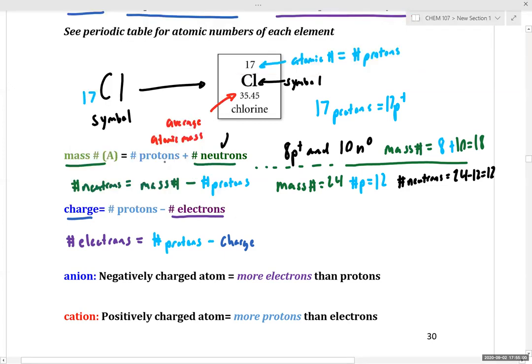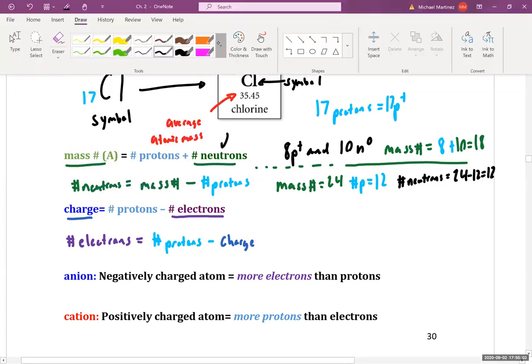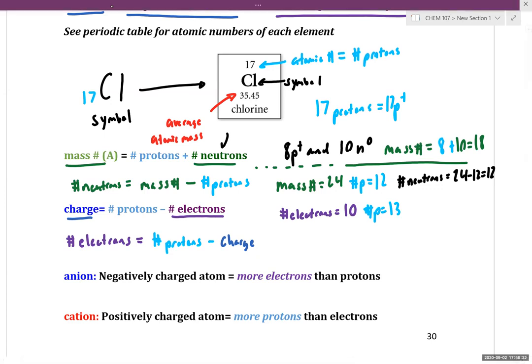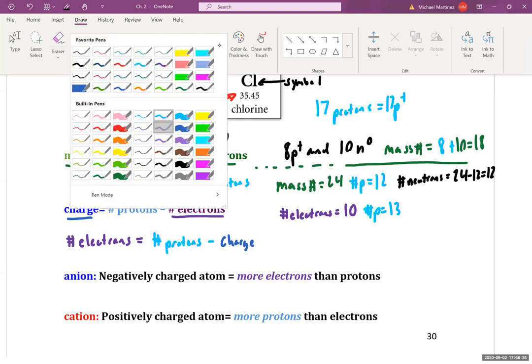So let's look at an example. Let's suppose we're given that the number of electrons is equal to 10, and that the number of protons is equal to 13. Can we figure out the charge? Do we have enough information to figure out the charge?